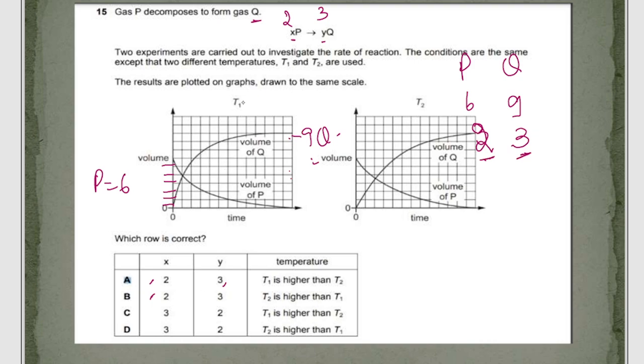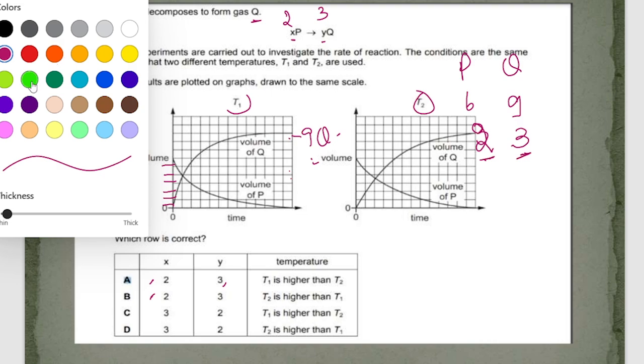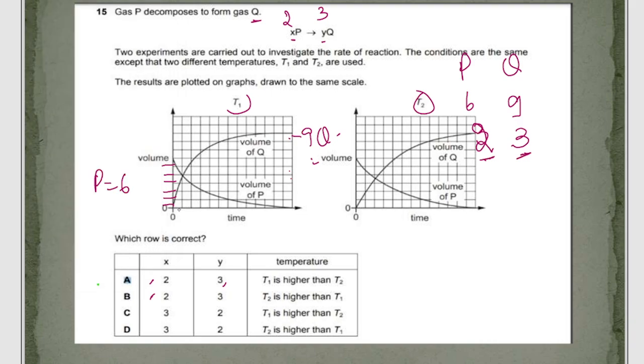Now come towards T1 and T2. So how can we justify the T1 and T2? Look at the steeper curve. Steeper curve shows this one is the less steep curve. Steeper curve shows that this reaction is having the greater rate of reaction because of higher temperature. So higher temperature shows a greater rate. So T1 is higher than T2. So this option A is correct for this reaction.